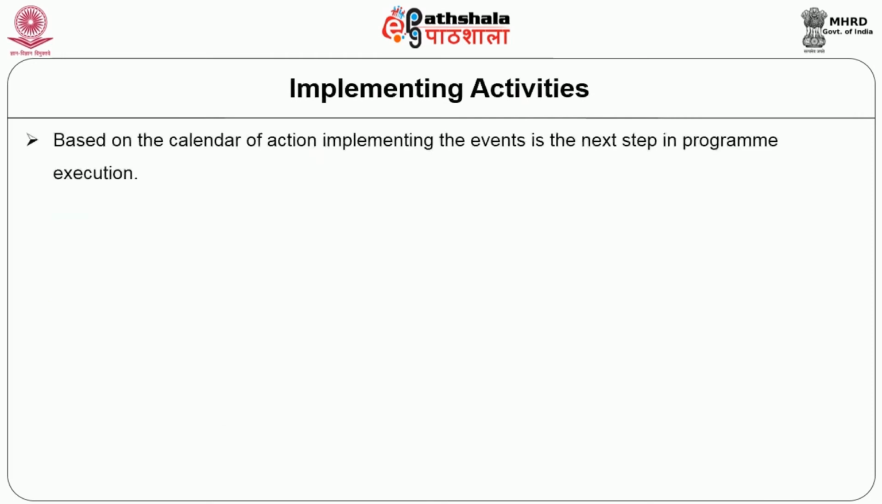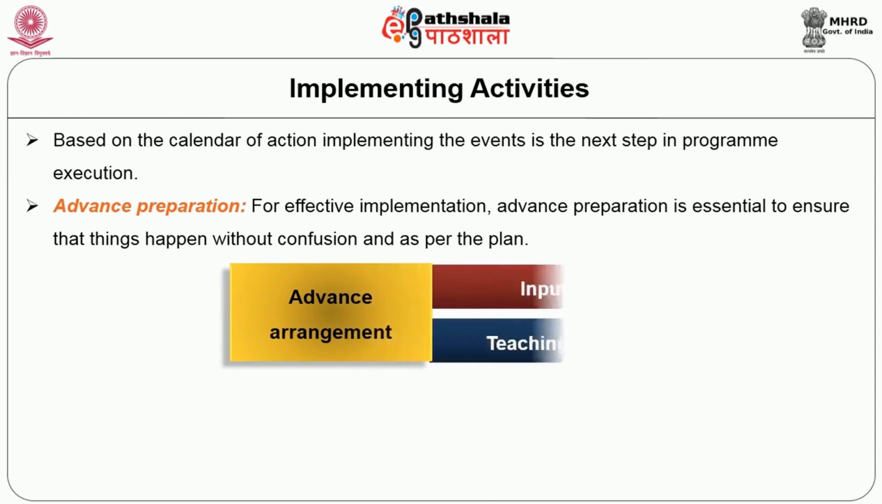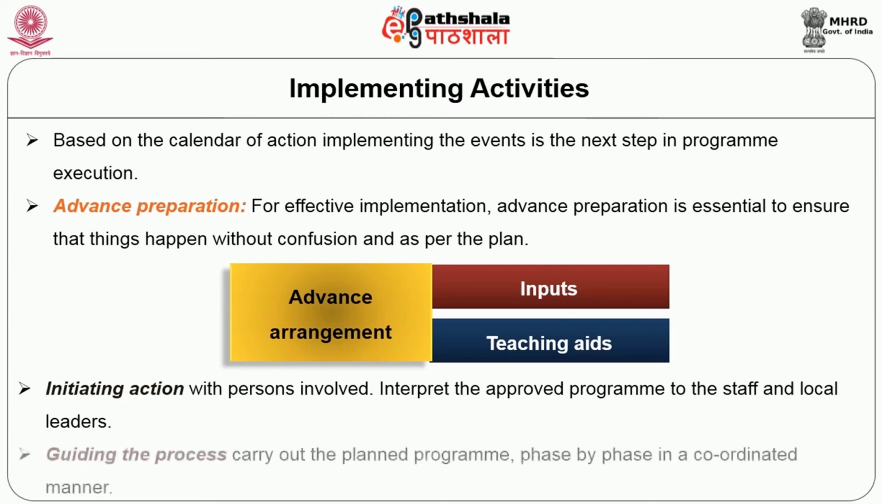Implementing the activities. Based on the calendar of action, implementing the event is the next step in program execution. It requires advanced preparation for effective implementation. Advanced preparation is essential to ensure that things happen without confusion and as per the plan. Make advanced arrangements for all inputs and teaching aids. Start initiating action with the persons involved. Interpret the approved program to the staff and local leaders. Guide the process in order to carry out the planned program phase by phase in a coordinated manner.